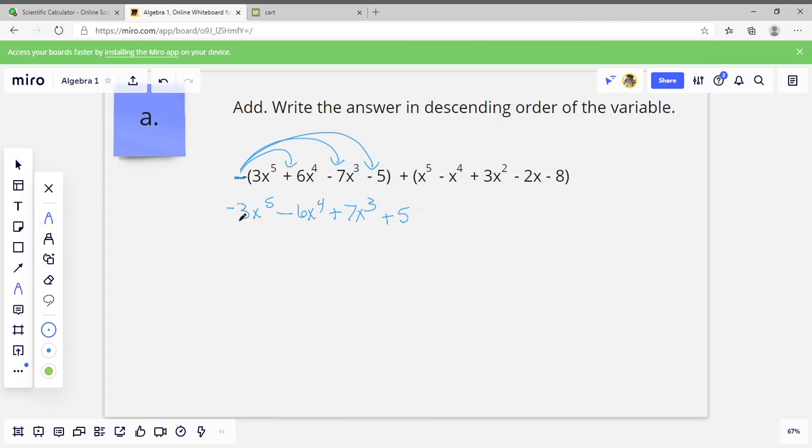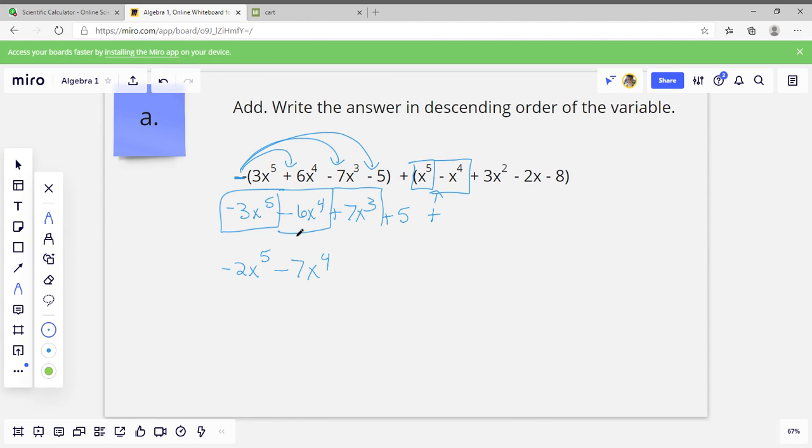Okay. Alright. So now I've got that, and I'm adding it to these. Alright. So first one is negative 3x to the 5th. Over here, I've got a positive x to the 5th. Negative 3, positive 1 is going to be negative 2x to the 5th. Okay, next one is 6x to the 4th, and it's a negative 6, and I've got negative 1. Negative 6, negative 1 is going to be negative 7x to the 4th.